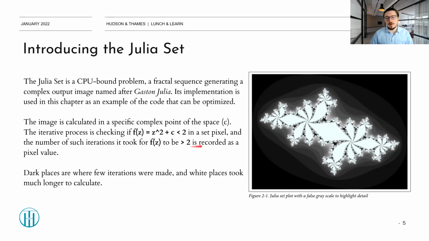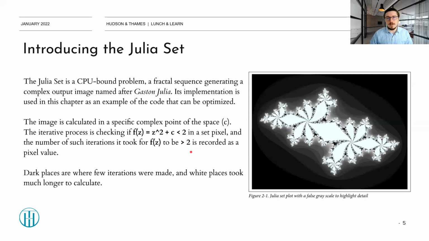And essentially, once it's higher than 2, you would record the number of iterations it took for it to be higher than 2 as the pixel value. So dark parts here are where, maybe from the first or 0th iteration, we saw that the value is already higher than 2. And sometimes it takes much longer to run. And these white zones are where it capped out at 10,000 iterations, still not reaching the value of 2.